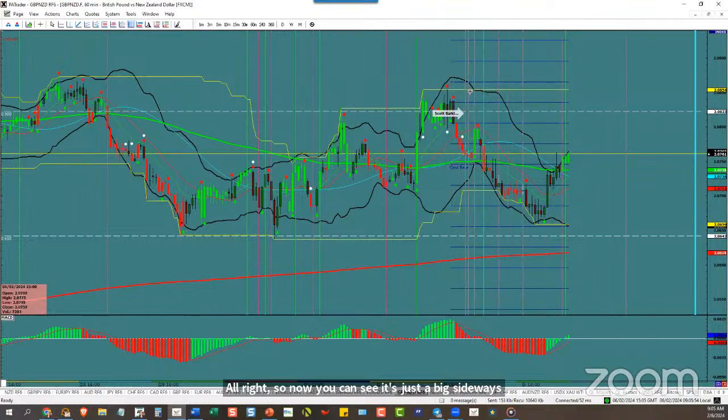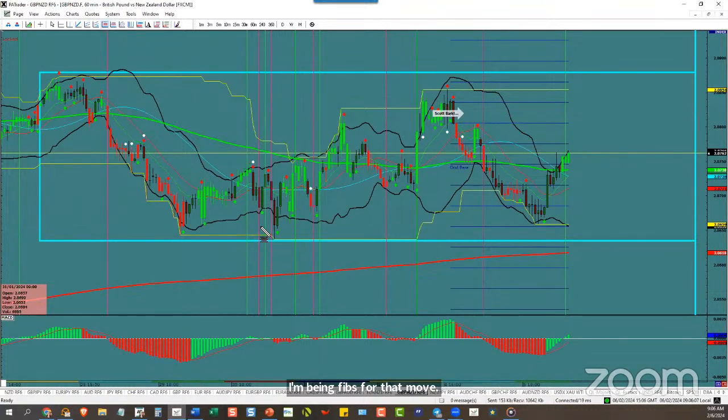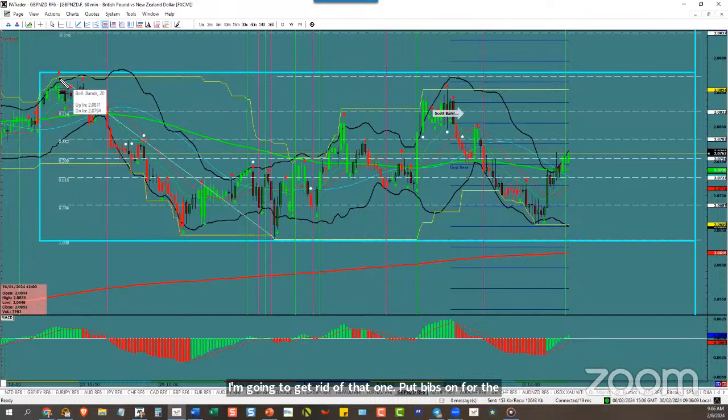All right, I'm going to go up here. Oh, wrong tool. Sideways move right there. And now you see where you are. I'm going to need fibs for that move. I'm going to get rid of that one, put fibs on for the swing low of the range to the swing high of the range, and I stop. Once you put a fib on, you've got to stop, and they got to prove to you that they know those numbers.